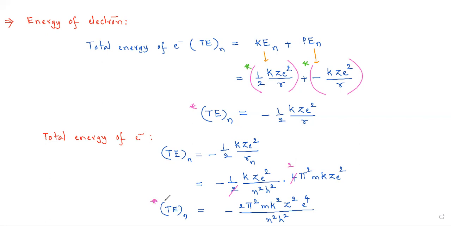Now the interesting part is energy is negative. Of course, we'll discuss about this. But before that, let me tell you, keeping Z and n as constant, I mean, keeping Z and n as it is and substituting the other constants, let us see what we get.